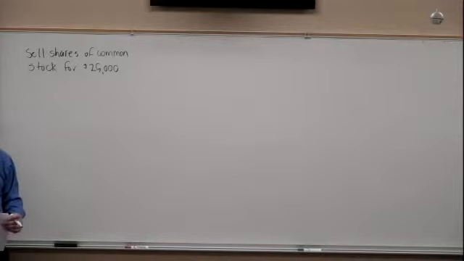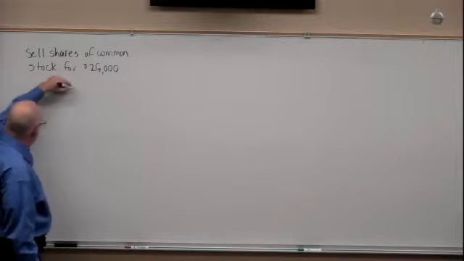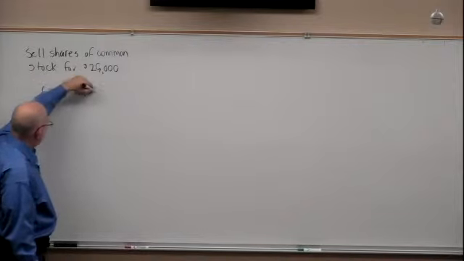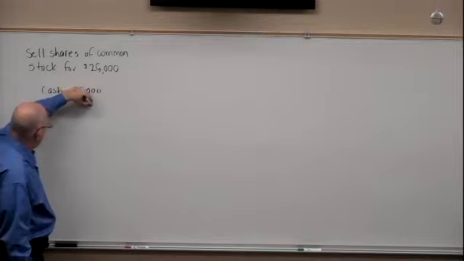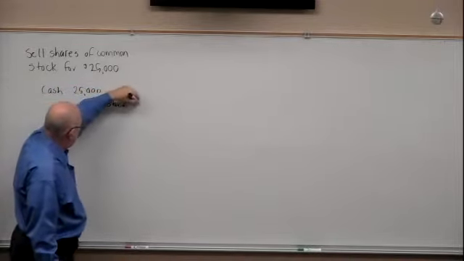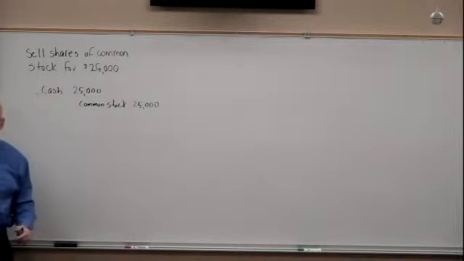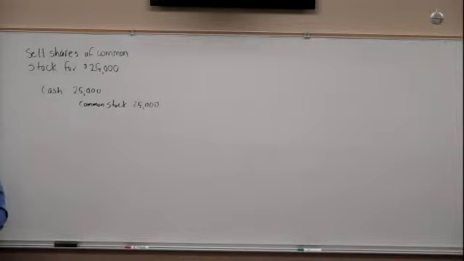Cash or bank or equity. Cash or bank or common stock. Okay, so debit cash, 25,000. Credit common stock, 25,000. We'll write the notes under it or not? You mean the explanation? Yeah.